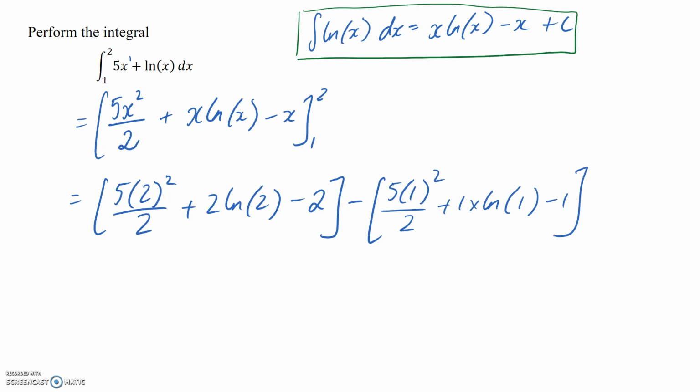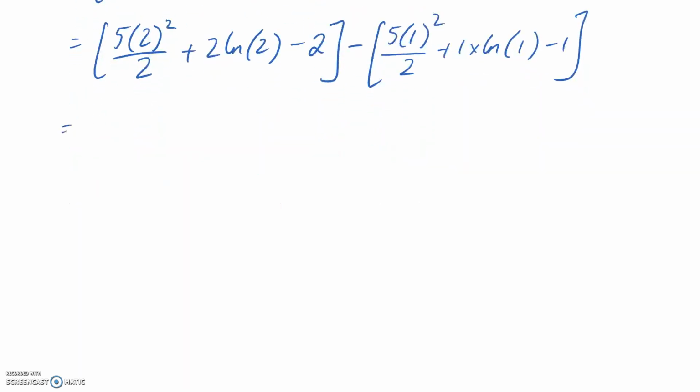Now it's just a case of making this a bit nicer in terms of the final number. So we've got 5 times 2 squared, so that's 5 times 4, divided by 2, which is going to give us 20 divided by 2, which is 10. We've then got 2 times the natural log of 2, not much I can do with that yet. And then we've got minus 2.